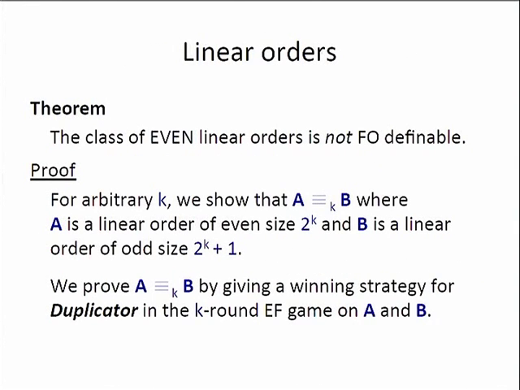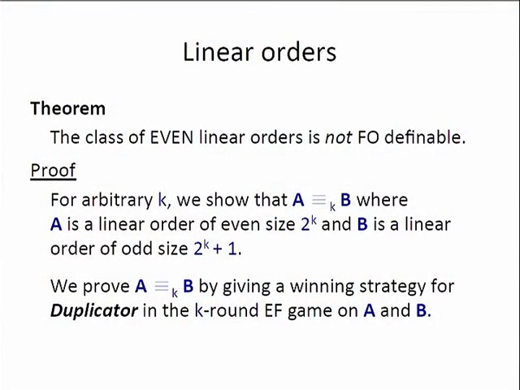Okay, so the first example I want to look at is the class of even finite linear orders. I want to show that this is not definable in first-order logic. A linear order is just a structure, and here I'm always talking about finite structures, so a finite set together with a linear order on that set. By even, I just mean that there's an even number of elements. So the class of even linear orders is not first-order definable.